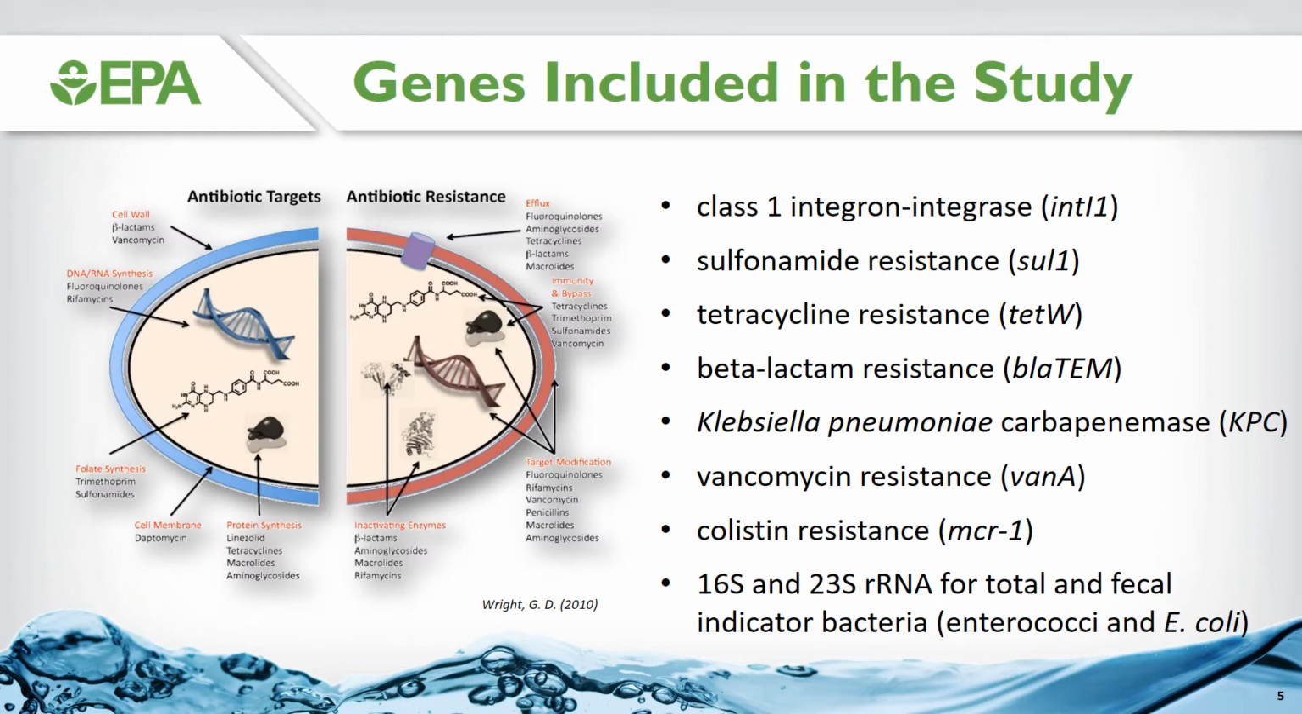The selected genes in this study are shown on this slide. We selected the integron integrase gene because it is regulated by the SOS response system, is involved in mobility of ARGs, and has been used as a proxy indicator of anthropogenic pollution. The SOL1 gene was selected because it is commonly used in environmental studies, and sulfonamides are classified as highly important by the World Health Organization. TETW was selected because tetracyclines are also highly important and one of the most widely used drugs in food production. We selected BLATEM because beta-lactams are widely used to treat human infections. Approximately 2/3 of antibiotics administered to humans are beta-lactams.